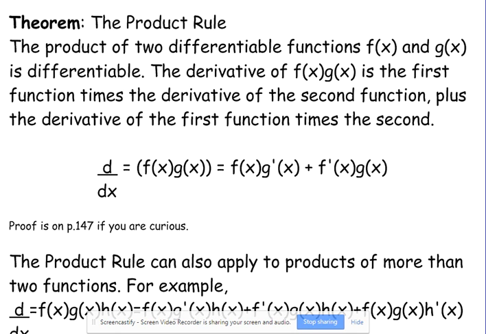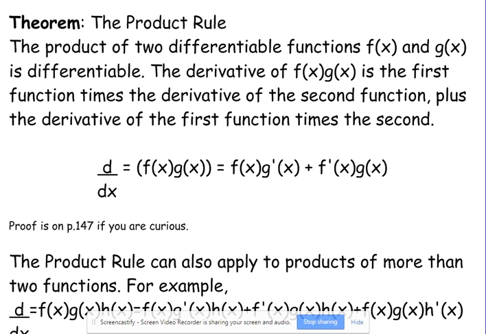As long as the two functions, f and g, are differentiable, then the product is also differentiable. And the derivative in words is the first function times the derivative of the second function plus the derivative of the first function times the second function. So here it is in symbolic form.